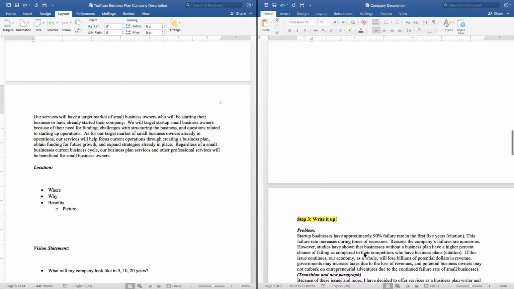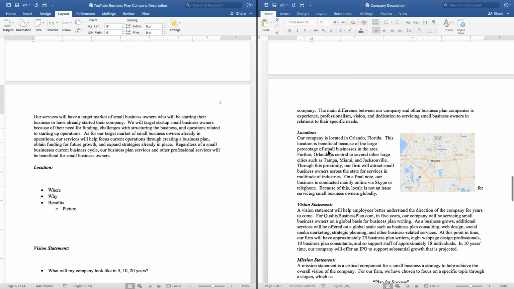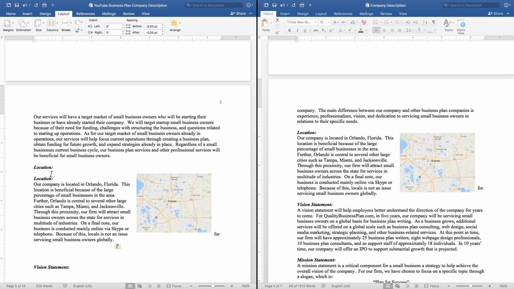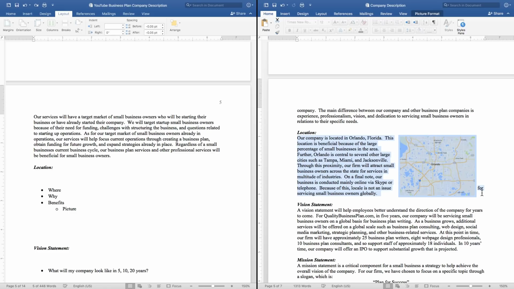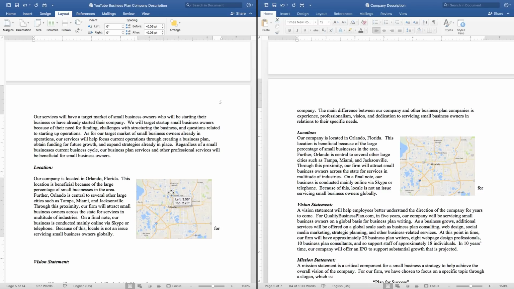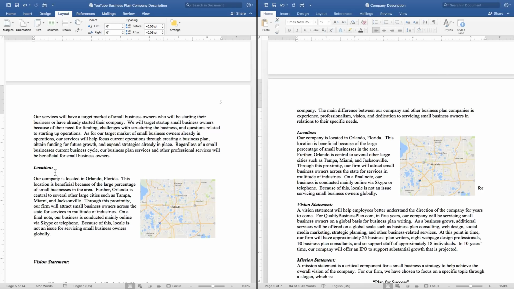So we'll go down here and we'll pull up location. In the location, I like to put a picture in for the location. And for my company, like I said, we're located in Orlando. So I'm going to put just a little picture of Orlando. I don't want to include that. So I just want to grab this. Let me grab this. All right, I'll move this down, move this over a little bit. All right, so now here's my location.